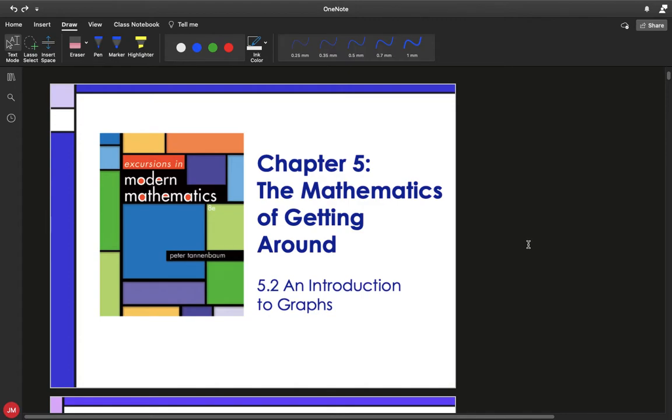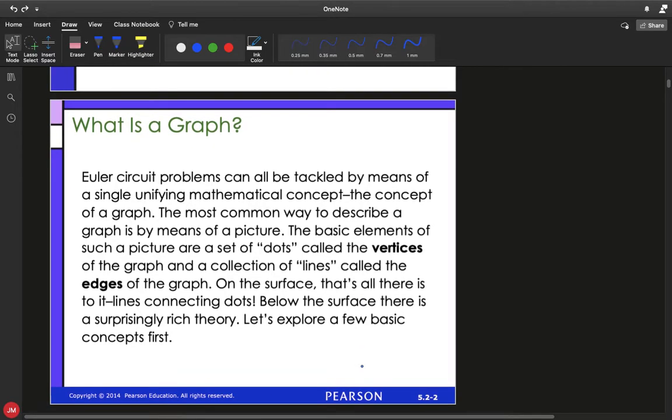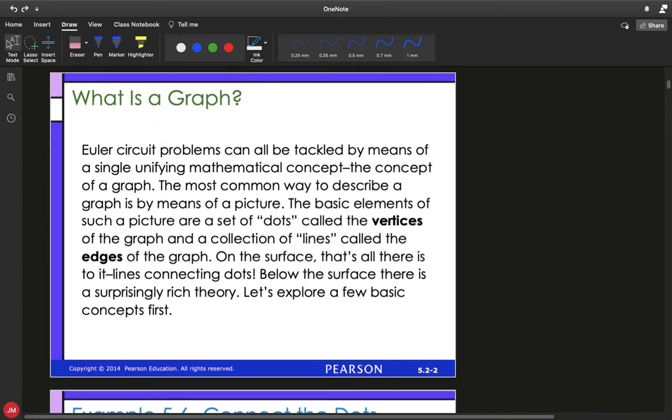But I'm going to try to highlight some of the key points today as we take a look at Chapter 5, Section 2, which is our introduction to graphs. If you remember in 5.1, we just looked at the idea of the problems we were going to be studying, so the idea of these street routing type problems. So we're going to build up the basics of those today in 5.2, which starts with the idea of what is a graph.